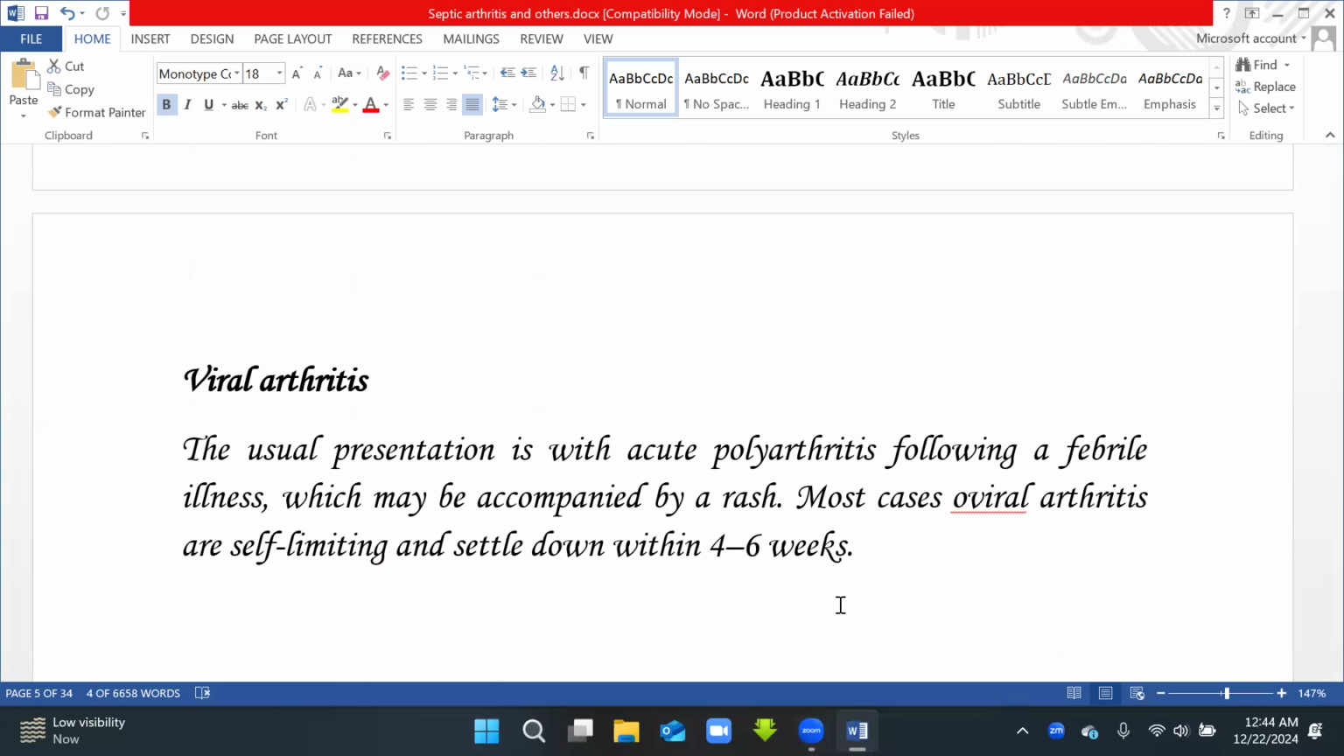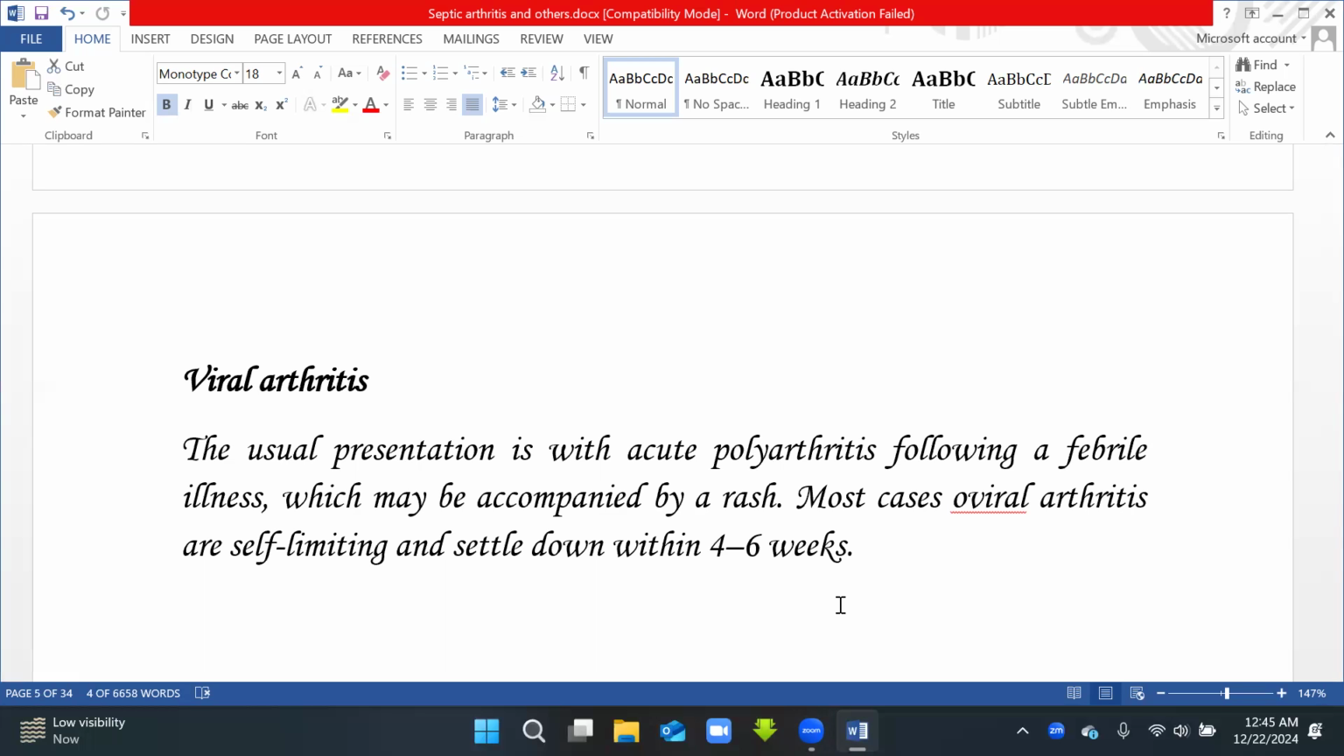So what is the management of both viral arthritis and septic arthritis? One, symptomatic treatment with the use of non-steroidal anti-inflammatory drugs. These drugs are used to relieve pain and reduce inflammation, and they work by inhibiting the cyclooxygenase pathway, thereby preventing the release of prostaglandin, which is important in the inflammatory response. The corticosteroids are also used in severe inflammation when the NSAIDs are ineffective, to reduce inflammation.